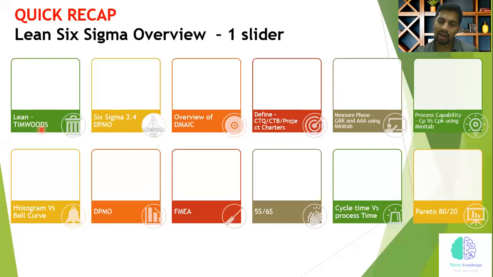Whether it's a defect or defective, both are wastages. We need to arrest it and bring down the cost of poor quality; we need to have a goal. And the last one is unutilized skills, which is also one type of waste. So this is all about lean.